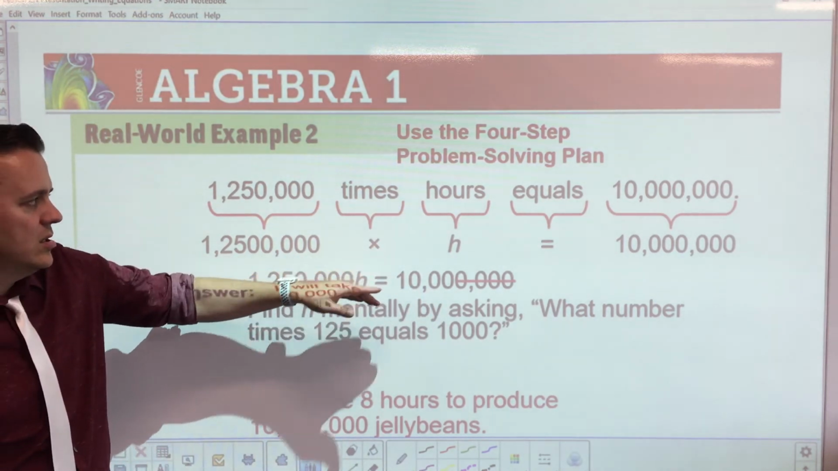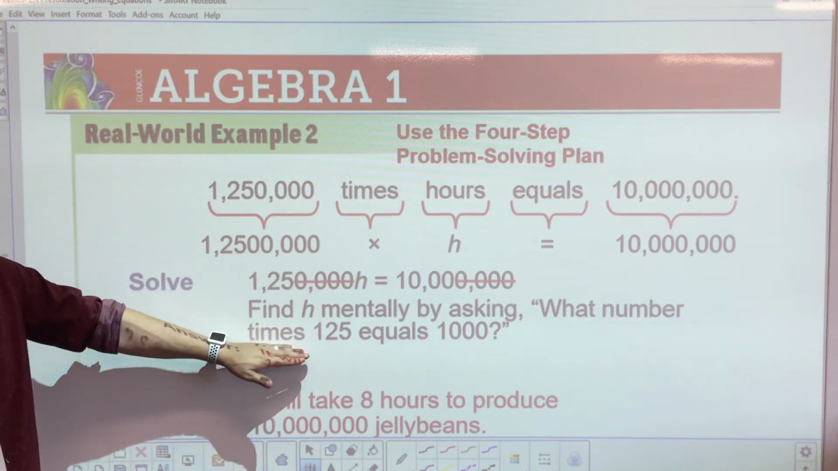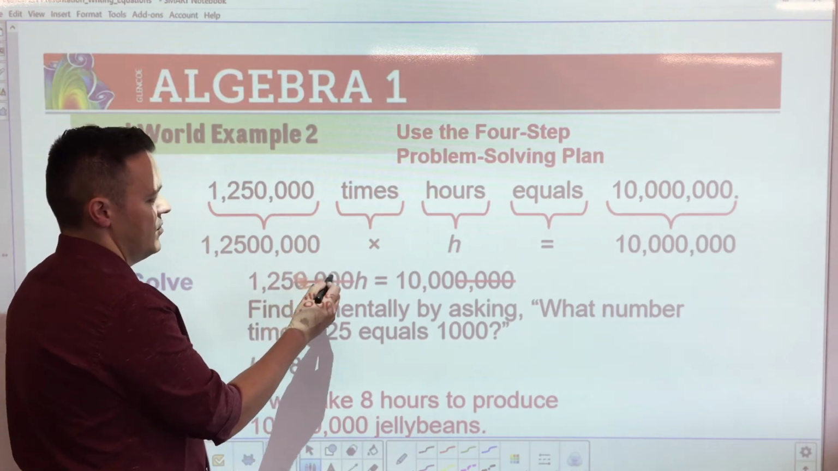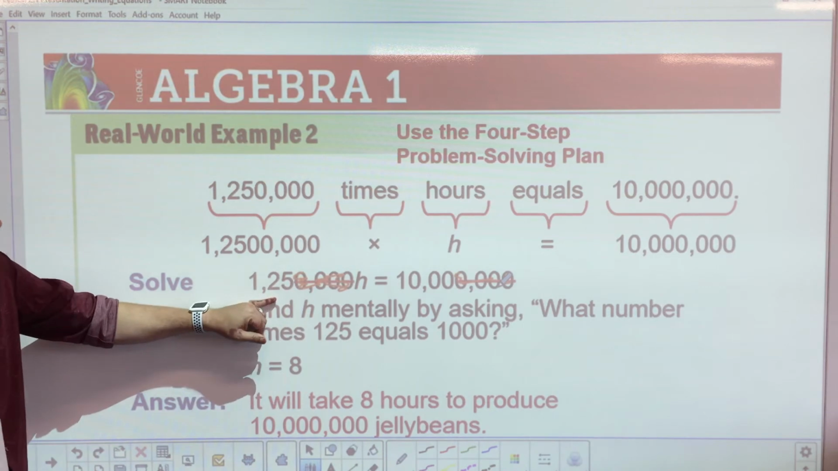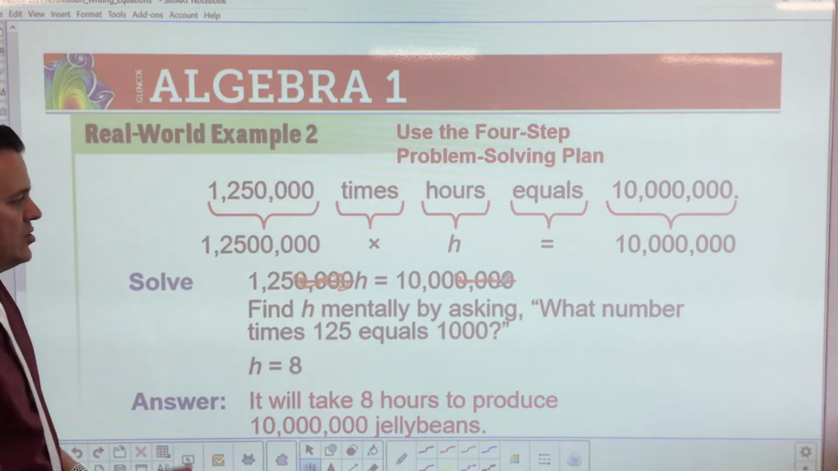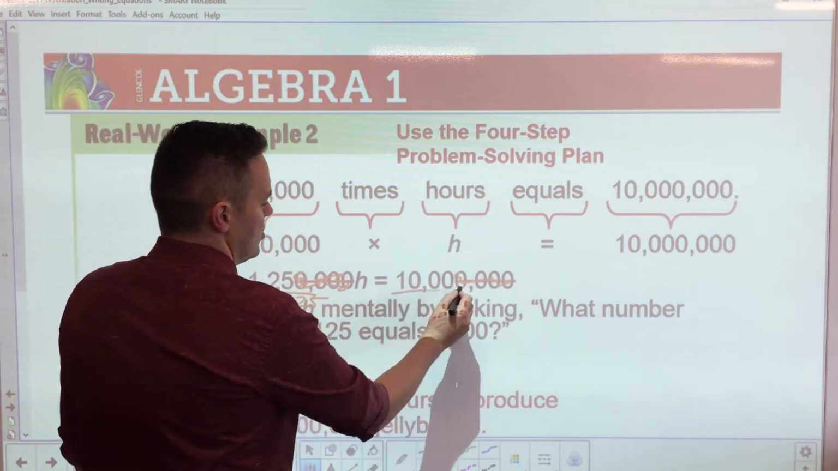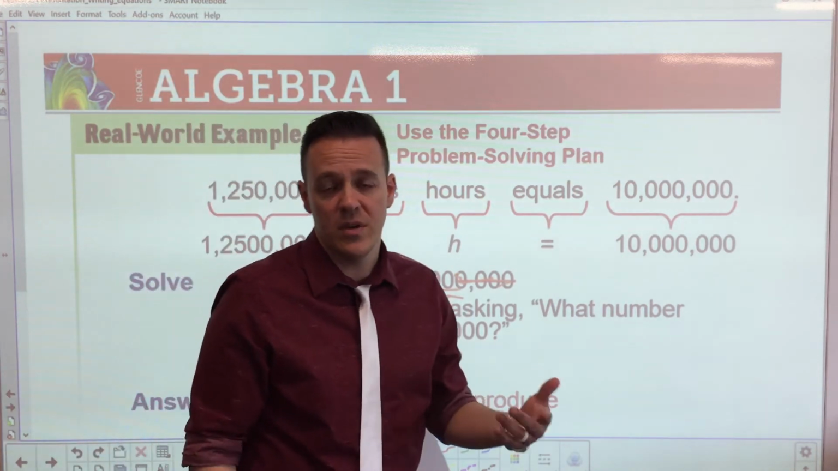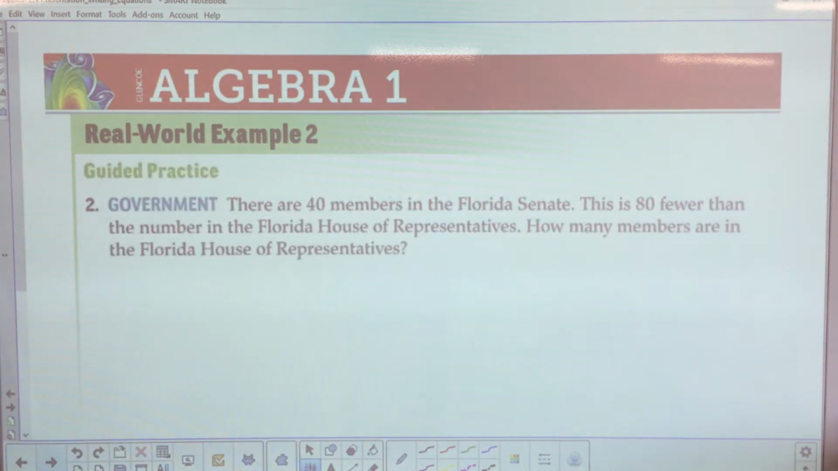I put h, times h. Hopefully you understand that. And so you have to ask yourself what number. You can reduce this pretty quickly. You see that they got rid of the zeros, so you have 1,000 divided by 125, and it equals 8. To finish this off, it would be divided by 125. If you put 1,000 divided by 125 into a calculator, the answer is 8. So it'll take 8 hours to produce 10 million jelly beans.